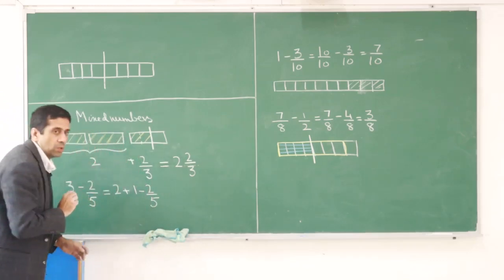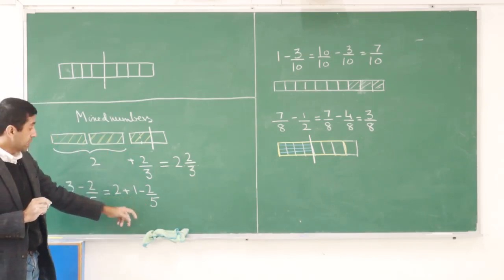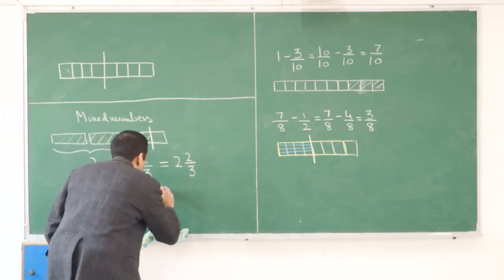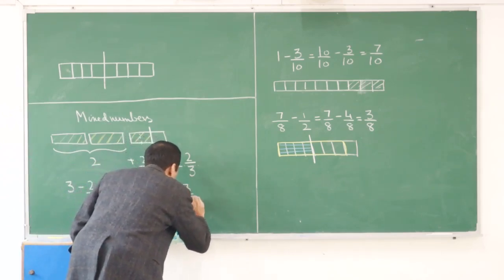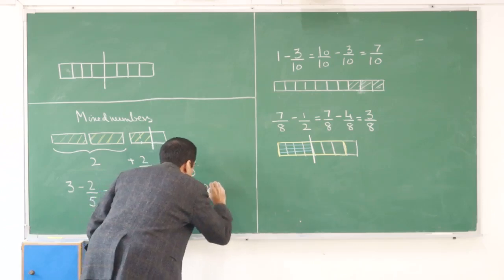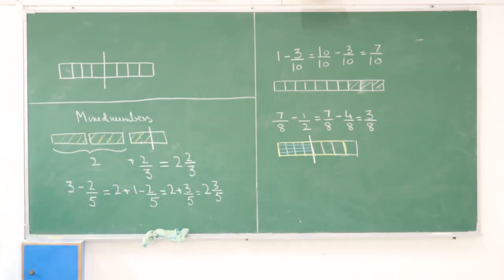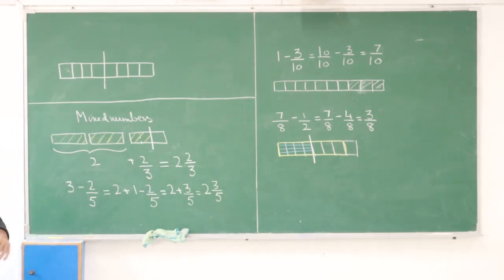And now you already know how to take 1 whole and subtract 2/5 from it. That's going to be 5 over 5 minus 2 over 5, which is going to be 3 over 5. So then you'll have 2 plus 3 over 5, which is just equal to 2 and 3 over 5 as a mixed number. Okay, this is called a mixed number. But this is how you would think of it. So you're taking 3, breaking it up into 2 plus 1, and then you know how to subtract 2/5 from 1. Okay, all good? Any questions about this?